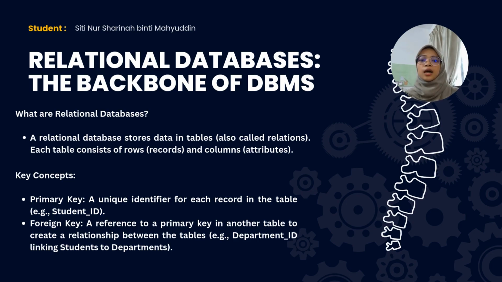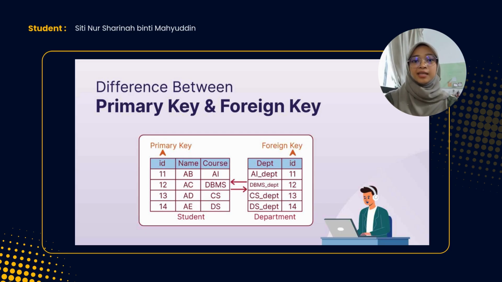For instance, if we have a table of student and a table of department, the department_ID in the student table could be the foreign key that links to the department table. These keys are essential for maintaining relationships between the different datasets and ensuring data integrity. Let's look at an example to make the difference between primary and foreign key clearer.